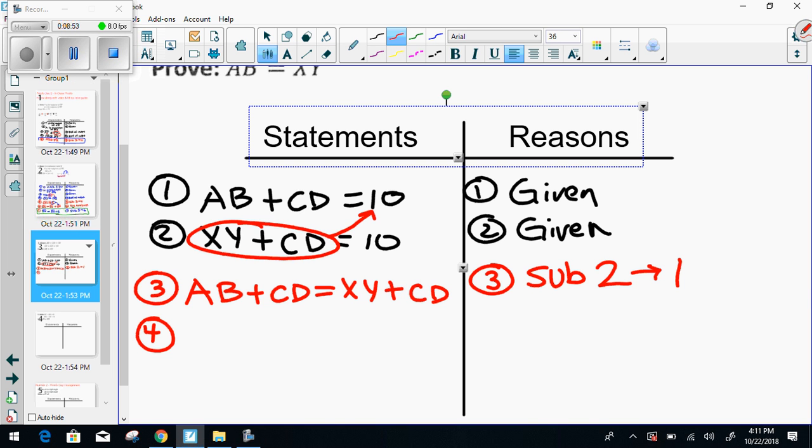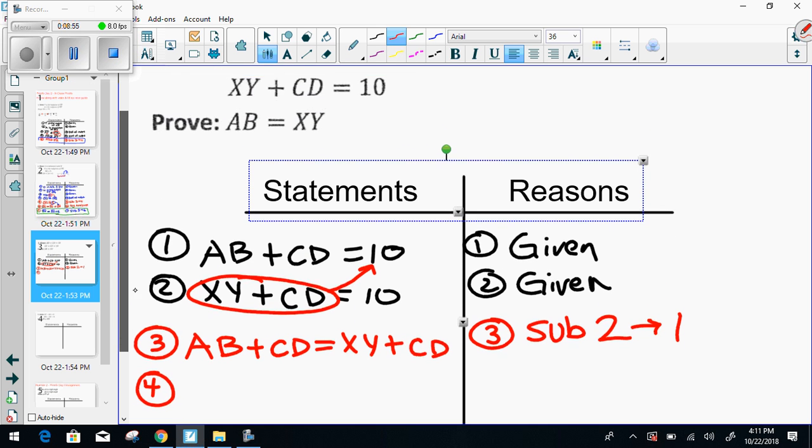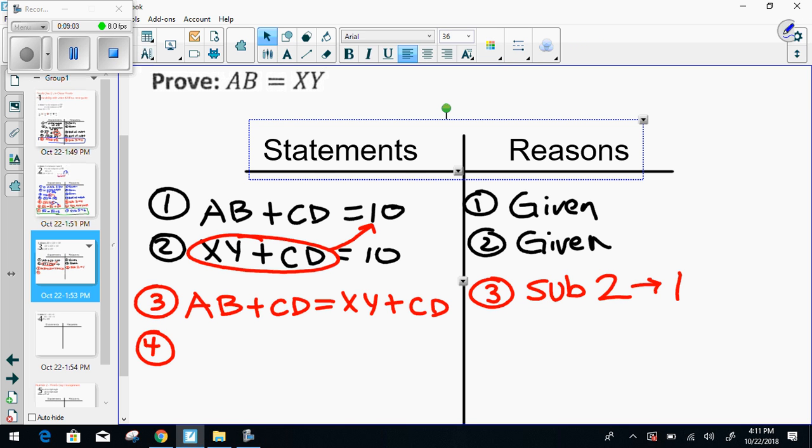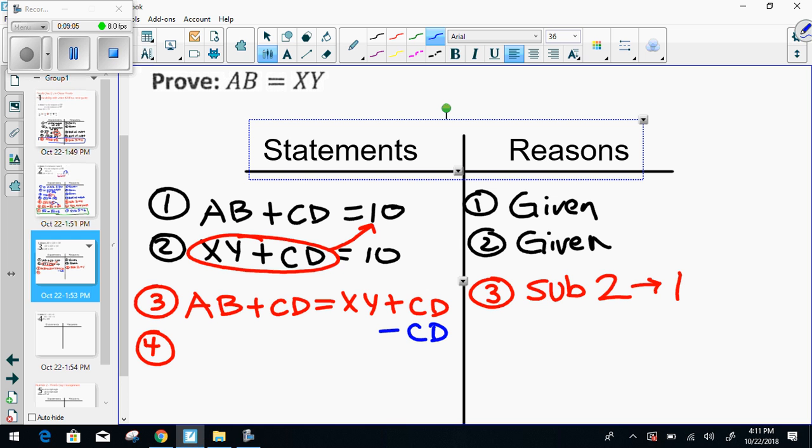Well, our proof statement does not have a C and a D in it, right? We just want to conclude that AB is congruent to XY. So why don't we subtract? Let's subtract CD here. And whatever you do on one side of your equation, you have to do to the other. It's all about balance. So let's go ahead and write our simplified statement. AB, this cancels, is now equal to XY.